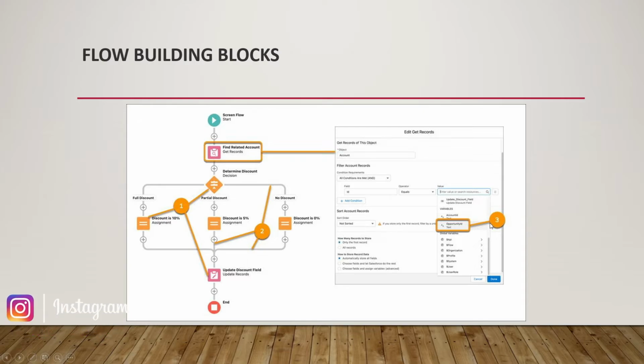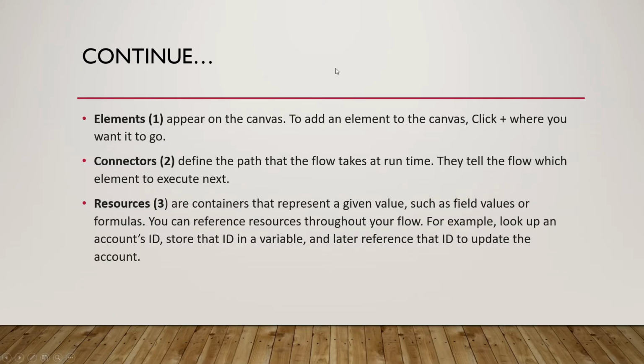Then we have the third thing, that is the resources. Resources are nothing but just a variable, you can say, which will hold some value throughout the execution. We'll see them in detail in the next slide. So the first one is the elements that will appear on the canvas, and you can add as many elements as you want to your canvas. Then we have the connectors, basically to define the path. Then we have the resources, which are the containers that hold some values. You can store your name, you can store the ID, which you will use throughout the execution of the flow.